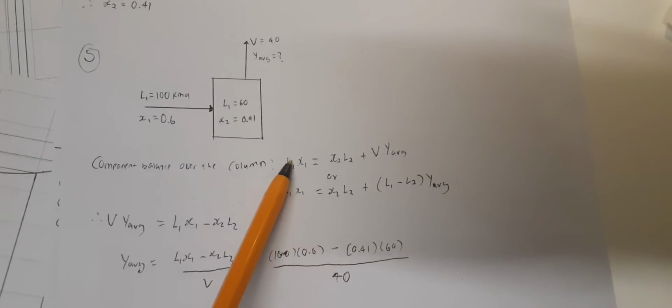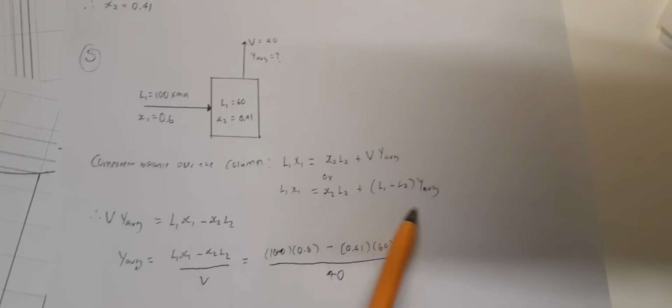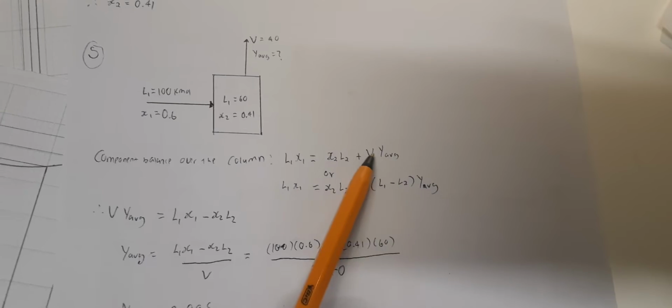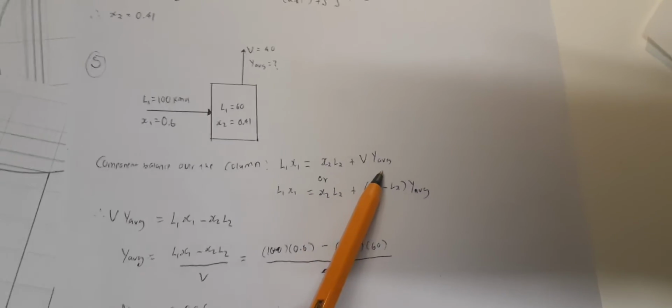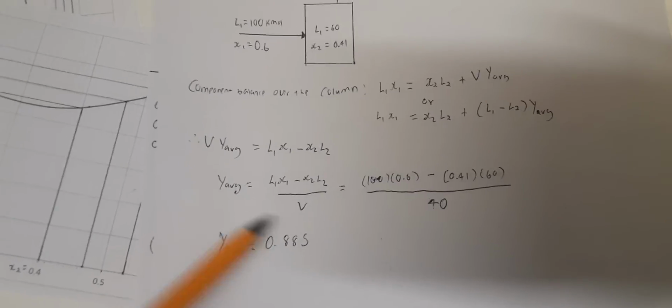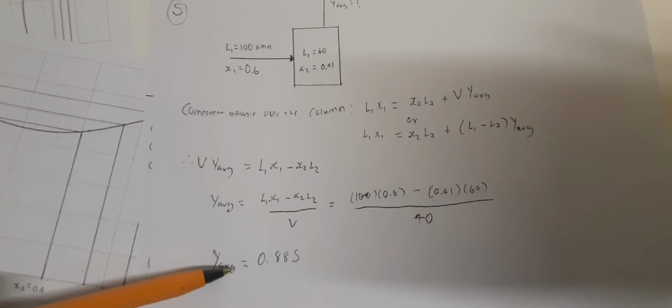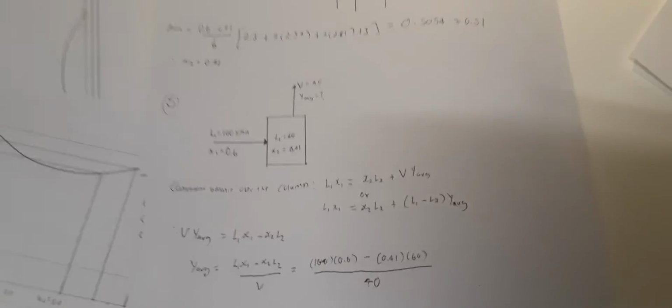So from this equation, since we know V, so L1 minus L2, this is the equation given on your notes, but L1 minus L2, we know that it's equal to V, so we can just use this one. And then going here, we make Y average subject of the formula, and we end up finding Y average to be 0.885, the average vapor composition, and that will be the end of everything.